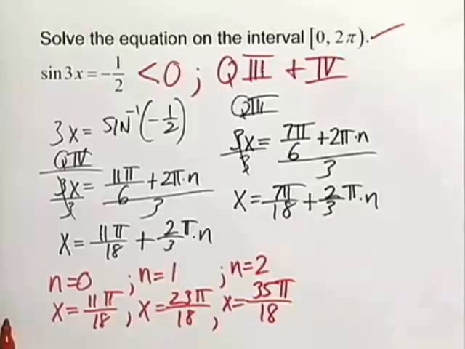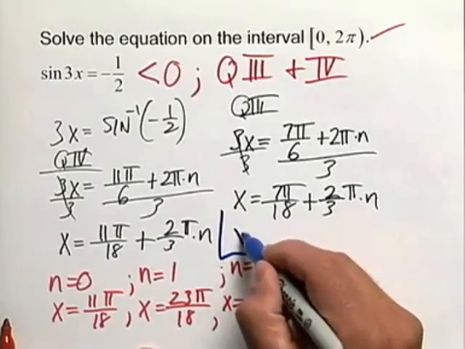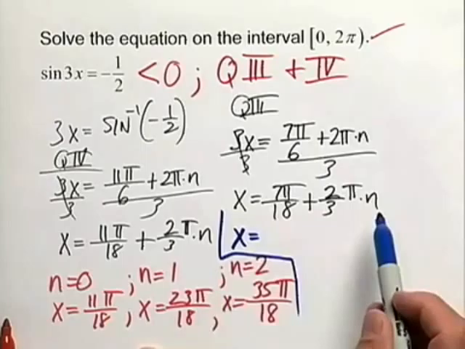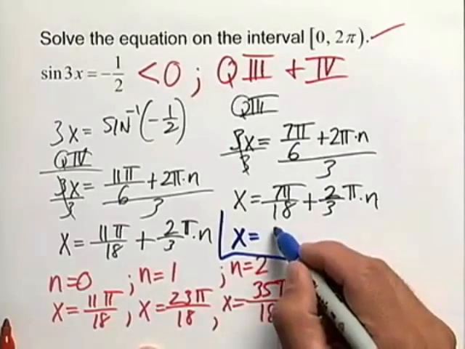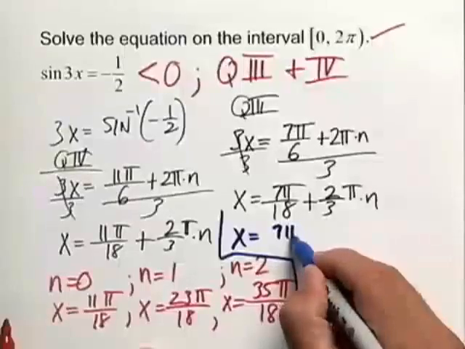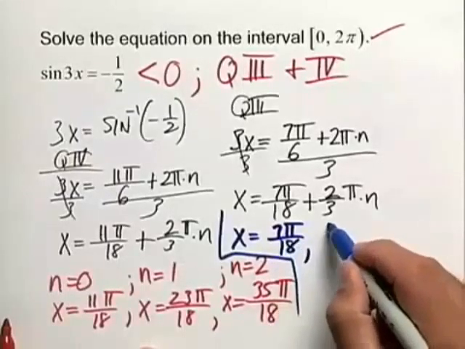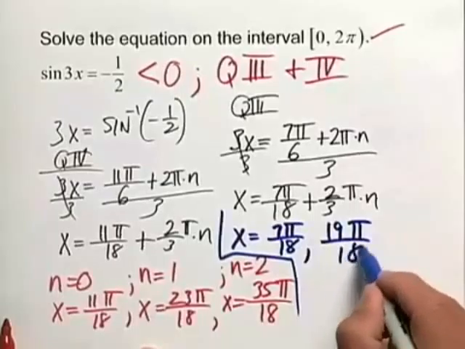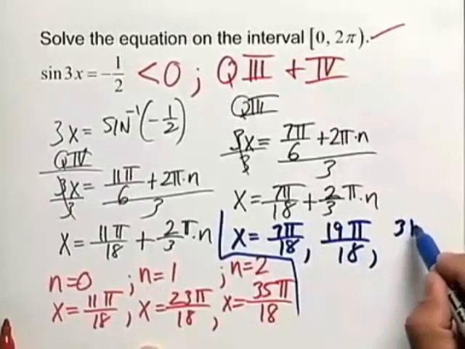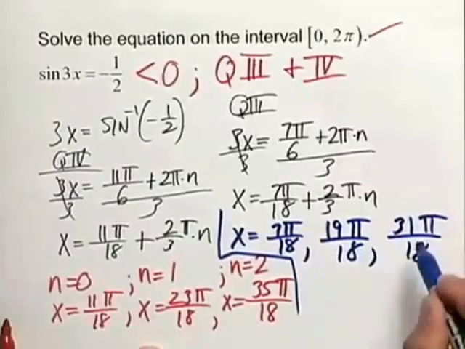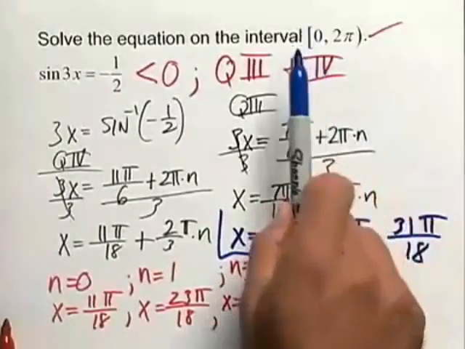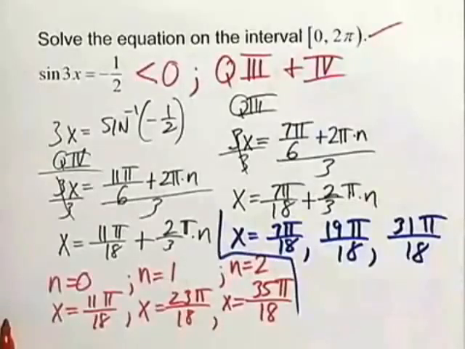In a similar fashion, we're going to focus on the second equation, and find those values for when n is equal to 0, 1, and 2. And you can verify this independently, but if we solve this equation, plugging in 0, 1, and 2 for n respectively, we end up with values of 7 pi/18, 19 pi/18, and then also 31 pi/18. So these are the 6 solutions in the interval from 0 to 2 pi of the trig equation sine of 3x is equal to a negative 1/2.